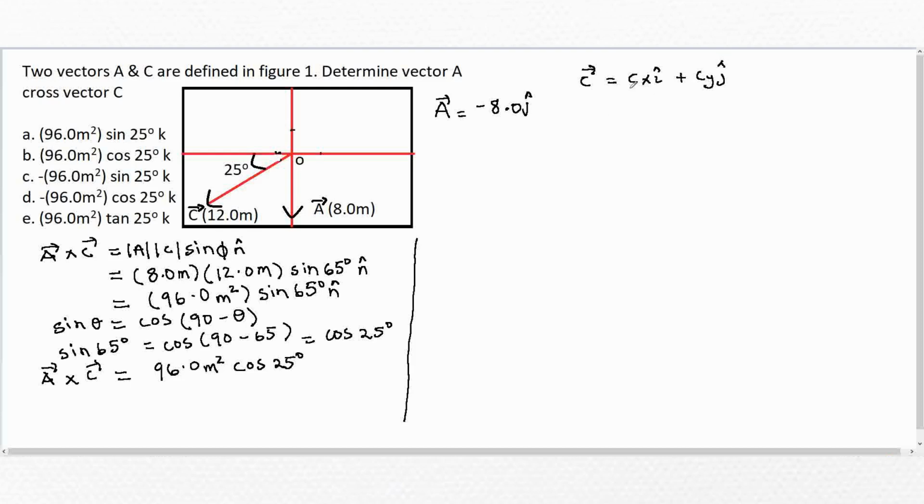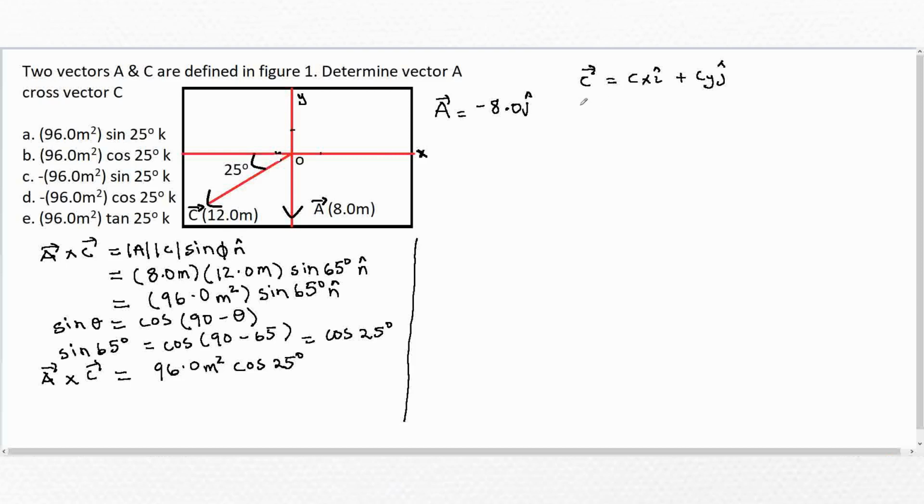Okay, so C has x and y components because it is lying in the xy plane. This is our x-axis and this is our y-axis, and the y-axis is the vertical. Because of this, the vector C has two components, the x component and the y component. So let's see how we do this.